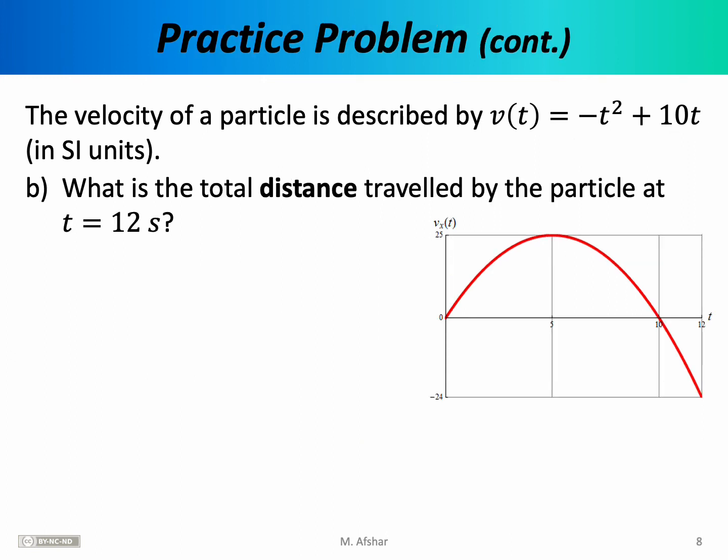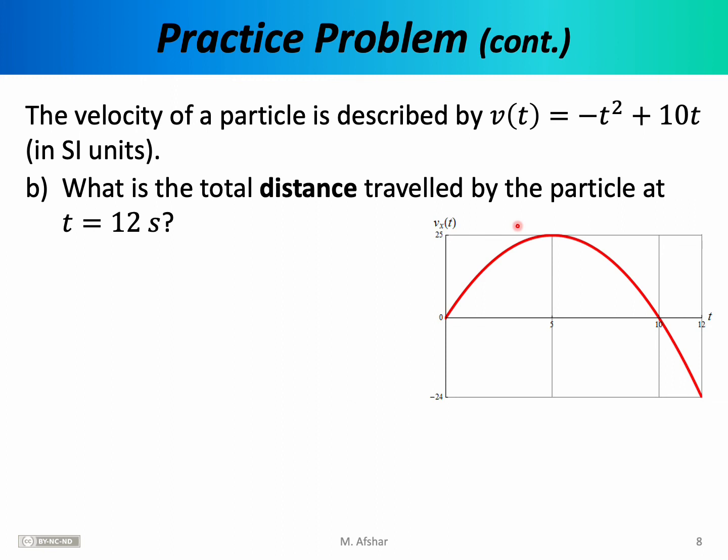Here's part B of the same problem. Again, we have a particle. Its velocity is described by this function here. This is exactly the same function you saw in the previous slide. But this time I'm asking you a slightly different question. I'm asking for the total distance traveled by the particle at 12 seconds. On the previous slide, I asked for the position, and now I'm asking for the distance.